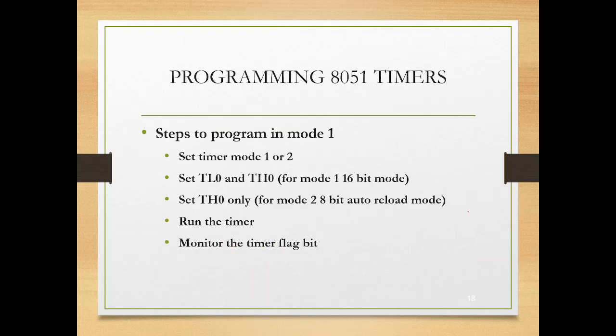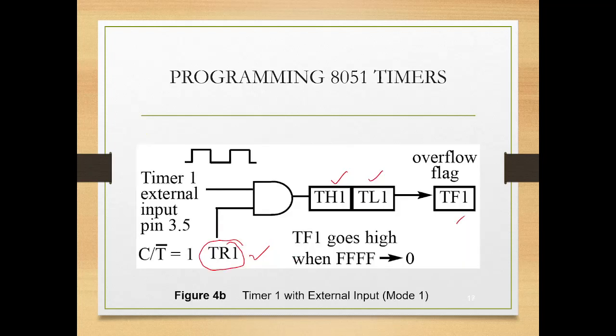And let's see the steps to program in mode 1. Set timer mode 1 or 2. Set TL0 and TH0 for mode 1 as 16-bit mode, and for mode 2 the 8-bit auto reload mode. These are the conditions which we want. Whichever we want, we can select that, and then run the timer. Monitor the timer flag here. So frequently we'll be monitoring the timer flag. This is the timer flag here.